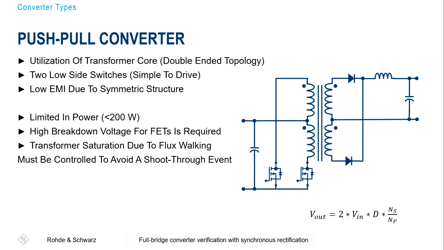But another, bigger problem is that we need to select the MOSFETs in a way that they can resist 2 times the input voltage, which makes it, in some applications, a bit inefficient. And last but not least, transformer saturation may occur when you have this common flux walking in the transformer core. But this is usually covered by the controller. Typical applications are high-side driver applications in automotive, where they need really low EMI.